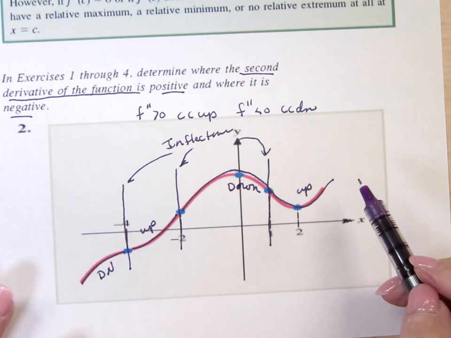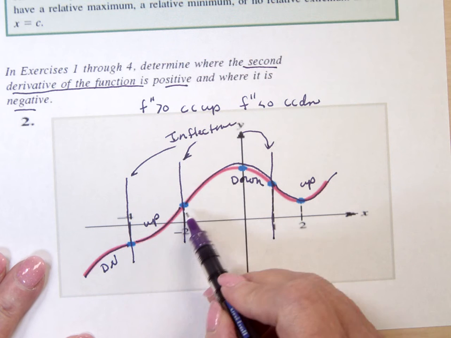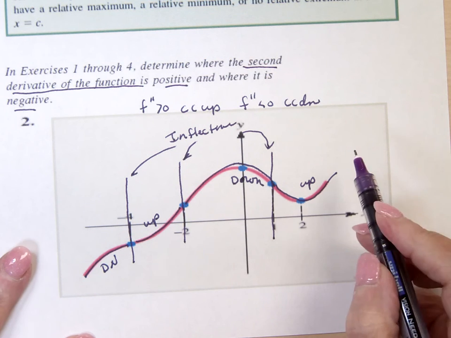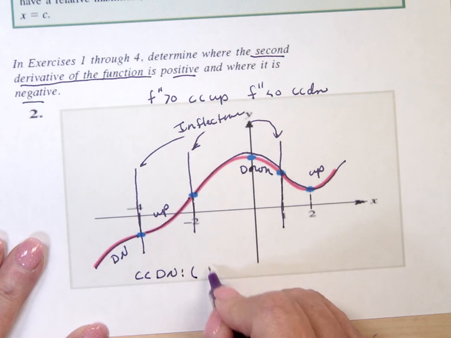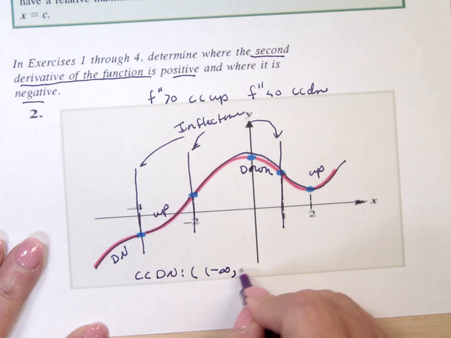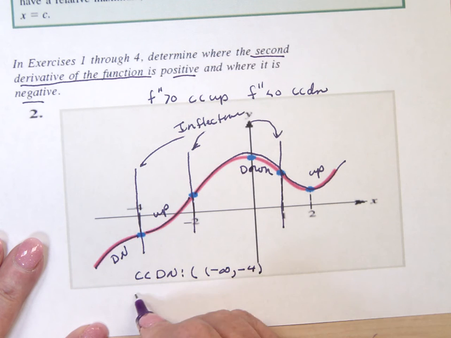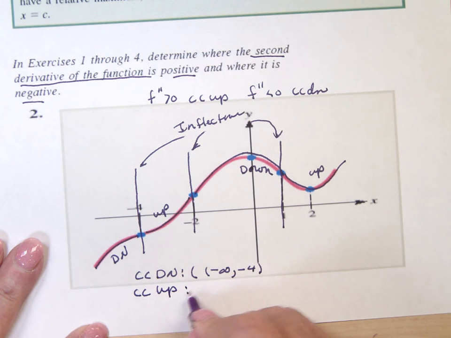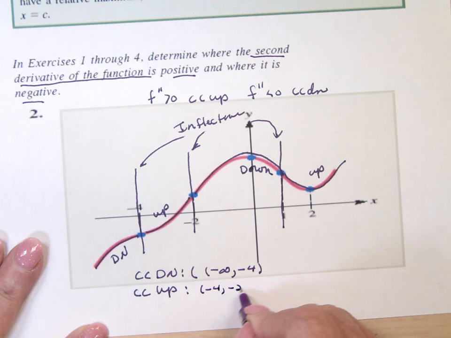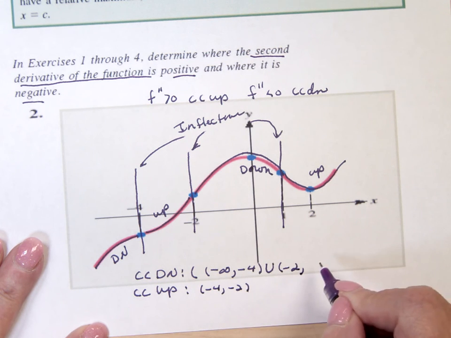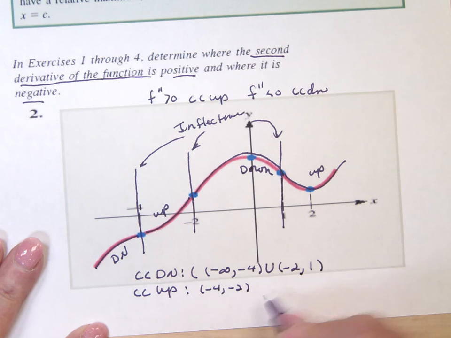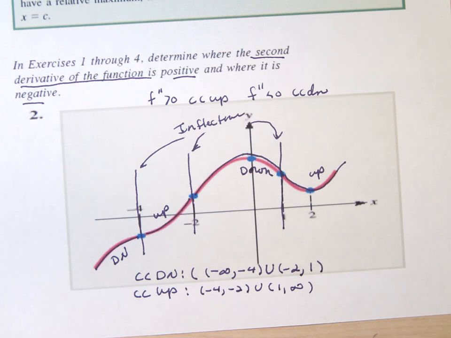So I just use my pencil, right? Down and then changes to up. Down, then changes to up. So concave down from minus infinity to negative 4, then goes up from negative 4 to negative 2, then goes down again from negative 2 to 1, and then goes up again from 1 to infinity. And where you have the change in concavity are inflection points.